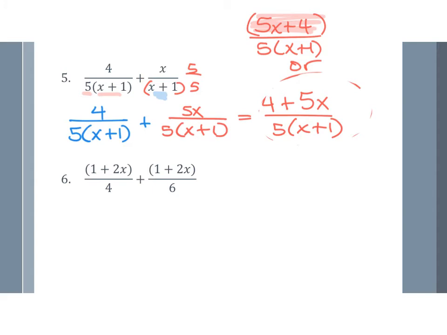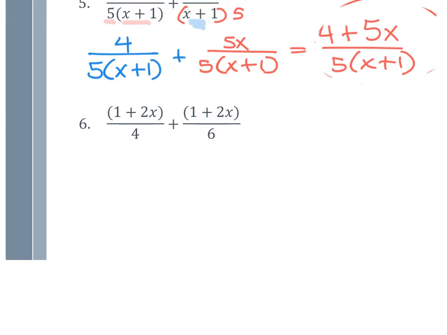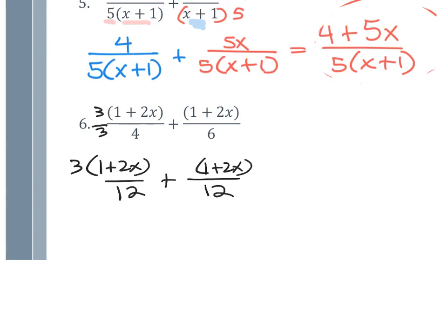Let's try another one. What's my common denominator on number 6? 12. Good. Okay, some people might be tempted to multiply and get 24, but it's going to be 12. So my common denominator here is 12. What did I multiply 4 by to make it become a 12? Good. Whatever you do to the bottom, you do to the top. What did I multiply the second fraction by to make it a 12? What did I multiply 6 by? Good. Whatever you do to the bottom, you do to the top. Everybody with me on that?